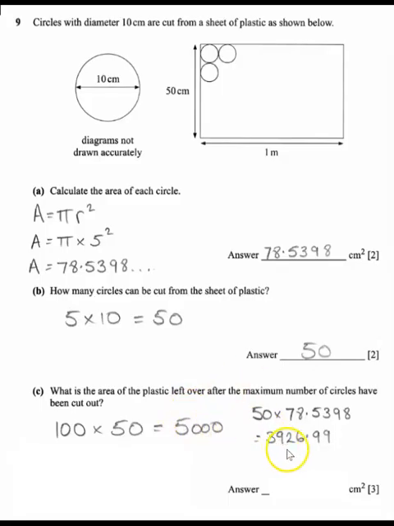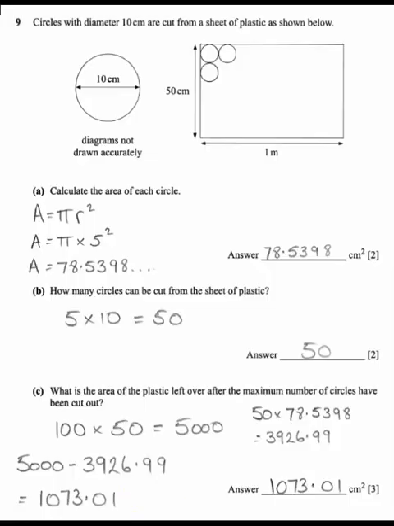Now to find out, once the circles have been cut out, what's left, we just take those two values away. So you've got 5,000 take away 3926.99, and that would be 1,073.1 centimeters squared left over.